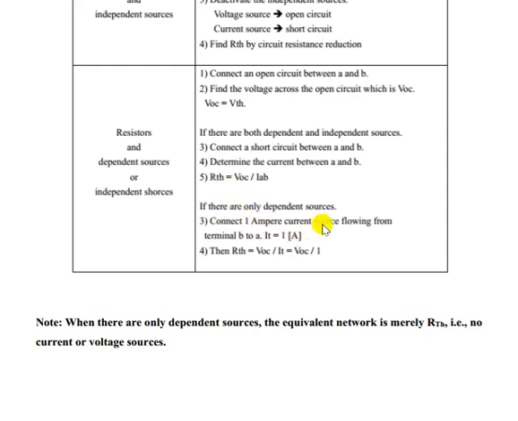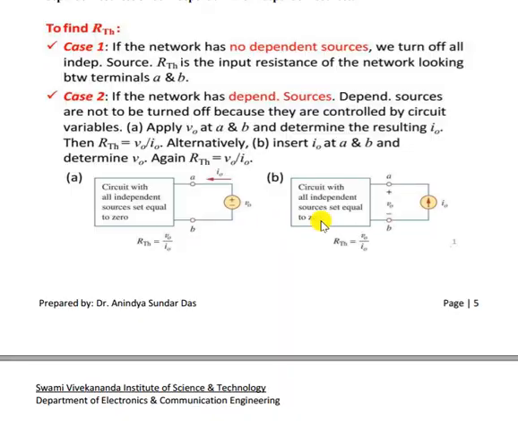Otherwise, you can connect a 1 ampere current source and find out the voltage across that. RTH equal to that voltage divided by the current. That I already explained here.